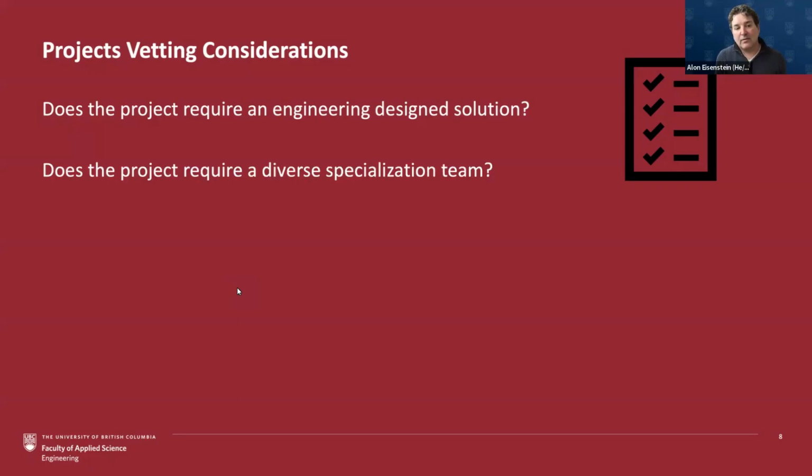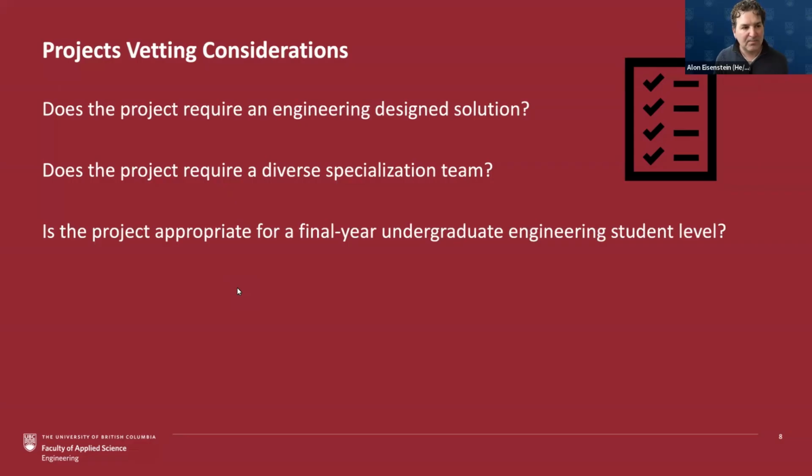Does the problem require a diverse specialization team? As Ken suggested, we are one of the only capstone courses at the undergrad level across Canada where all the teams are interdisciplinary, representing multiple specializations in engineering, and therefore we have to have projects that require a diverse skill set from our student population. And also considering that teams are about 5 to 7 students per team, does it actually require a team as opposed to a single student solving this problem?